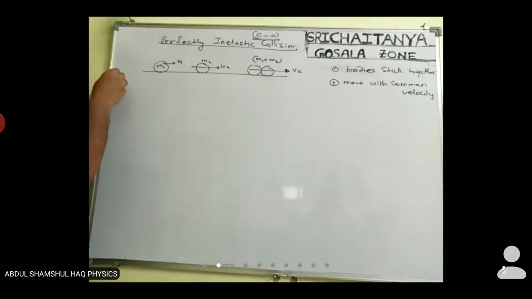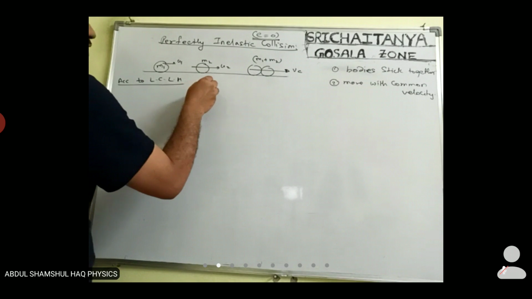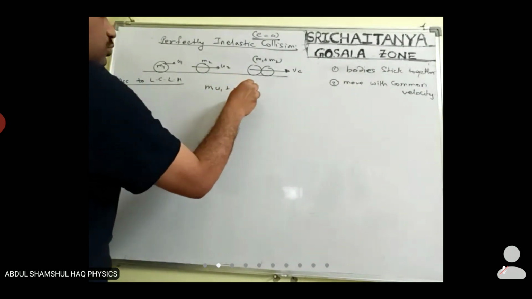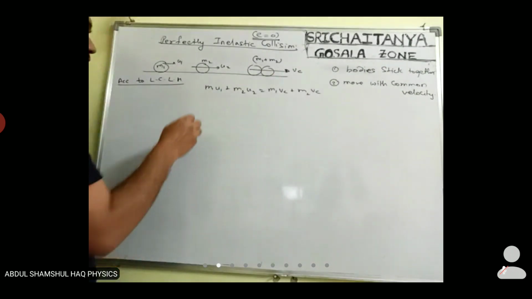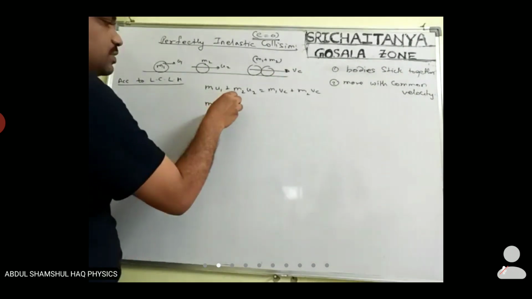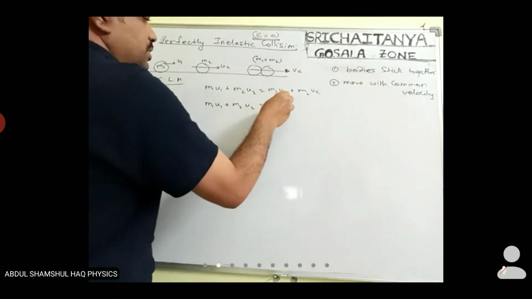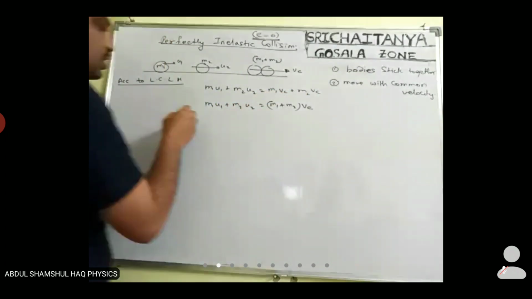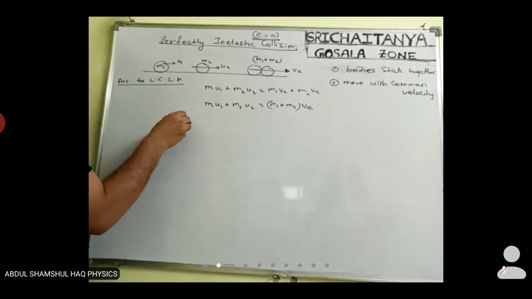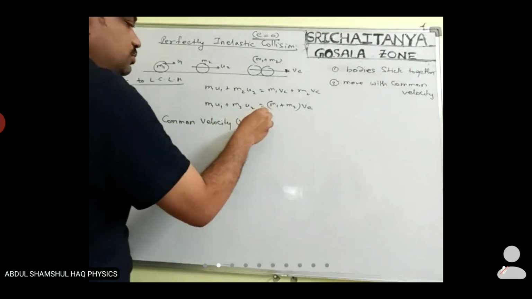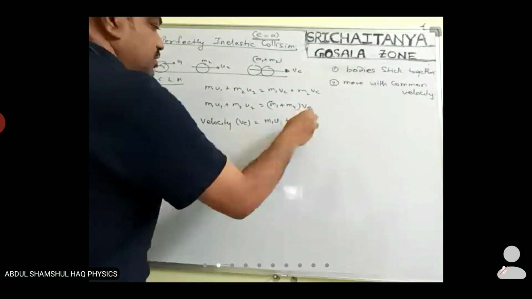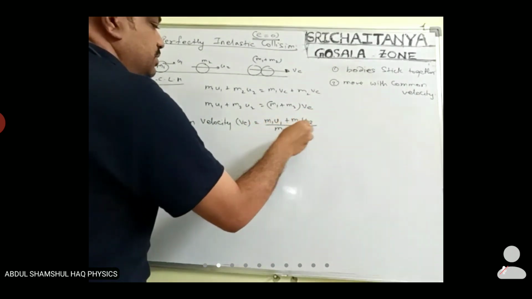According to the law of conservation of linear momentum, the total initial momentum M1 U1 plus M2 U2 is equal to M1 V common plus M2 V common. So M1 U1 plus M2 U2 is equal to (M1 plus M2) into V common. Therefore, the common velocity Vc is equal to (M1 U1 plus M2 U2) whole divided by (M1 plus M2).